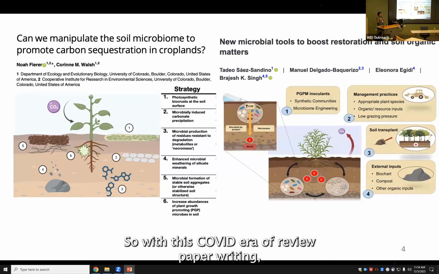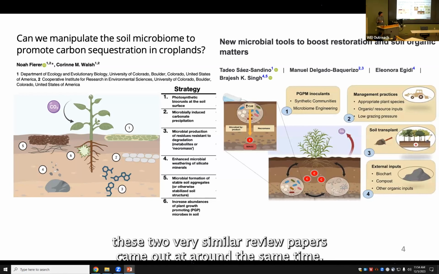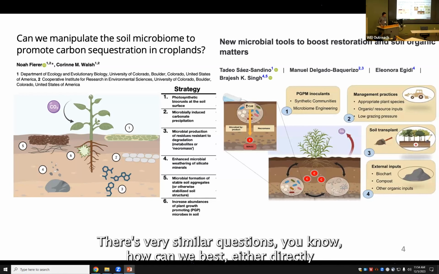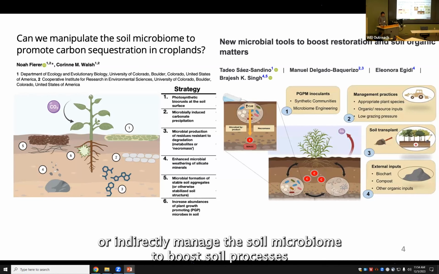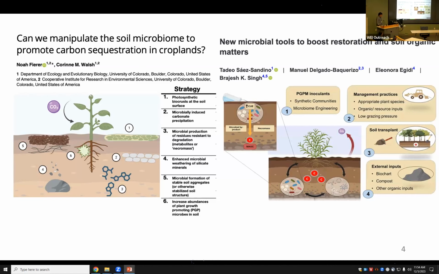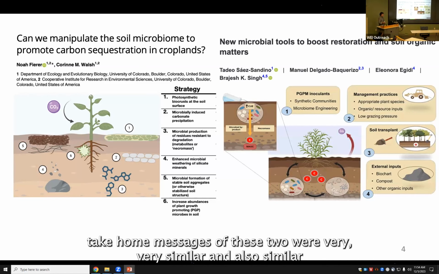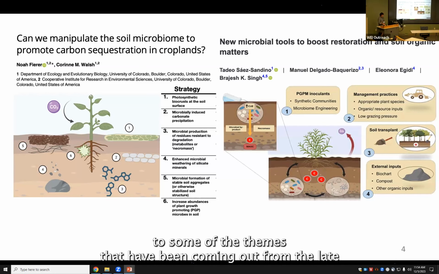So with this COVID era of review paper writing, these two very similar review papers came out at around the same time that have very similar questions. How can we best either directly or indirectly manage the soil microbiome to boost soil processes? And the take-home messages of these two were very, very similar, and also similar to some of the themes that have been coming out from the late morning talks here.